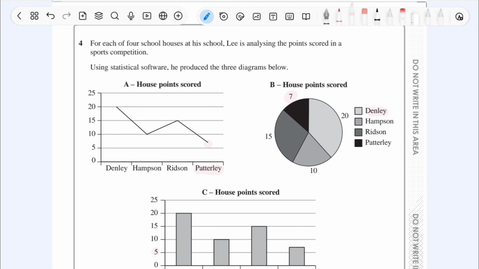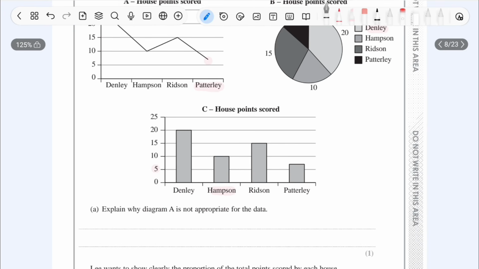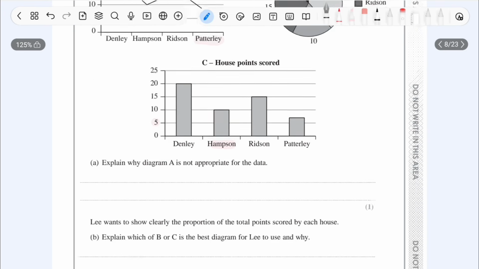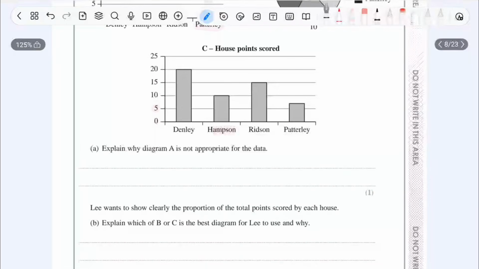Now, why doesn't it work for diagram A? Diagram A you need to identify as a type of line graph. From what I can recall, the only types of graphs that look like this are either a time series, a scatter diagram, or a line graph. And it can't even be a scatter diagram because it just doesn't work here. So what we need to identify is that the house names are not numerical data, so it can't be used.